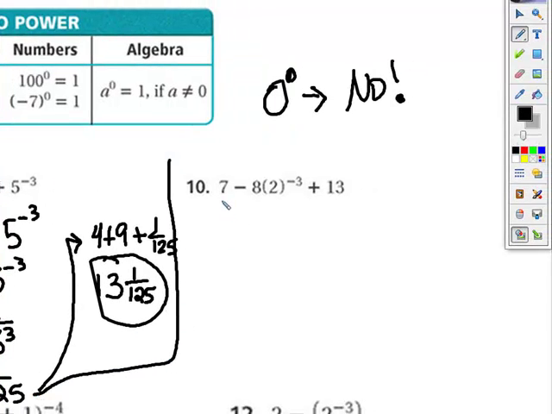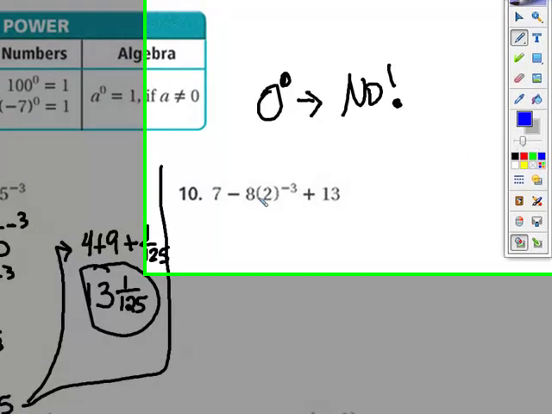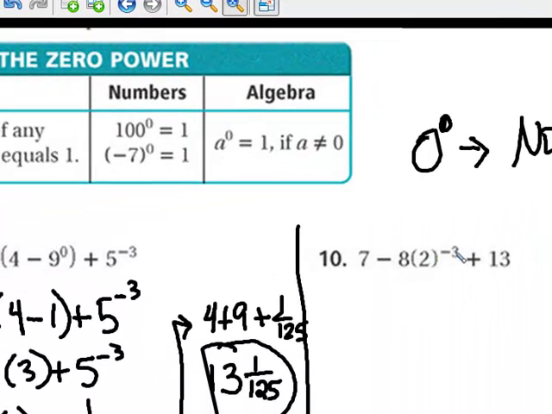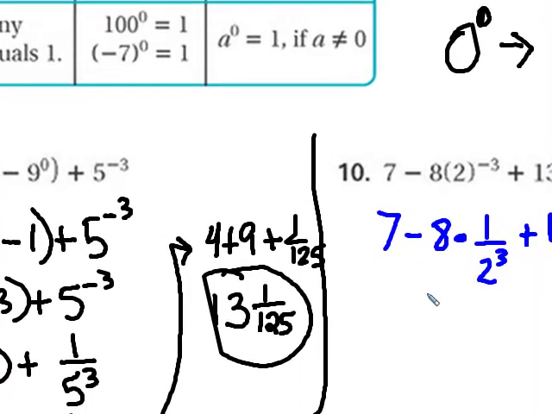Let's try number 10. So I know you want to look at this and say, ooh, parentheses, but we don't look at that as parentheses. This is just multiplication. It's holding my base right here. So I do have an exponent. So I have 7 minus 8 times 1 over 2 to the third. If you want to leave that in parentheses, you can, but I prefer to use the dot. Plus 13. So now I have to still deal with my exponent.